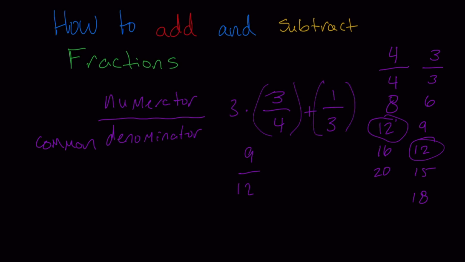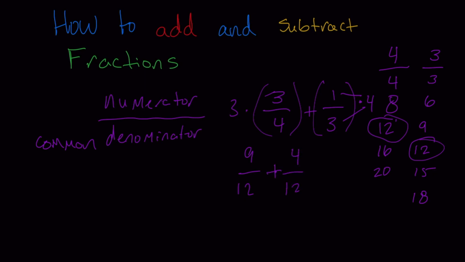Now on the right side here, I want to have a denominator of 12 as well, so I'm going to be multiplying both sides by, well, 3 times what gives me 12? 3 times 4. So I need to multiply both the numerator by 4 and the denominator by 4. If I do that, 4 times 1 is 4, 4 times 3 is 12.